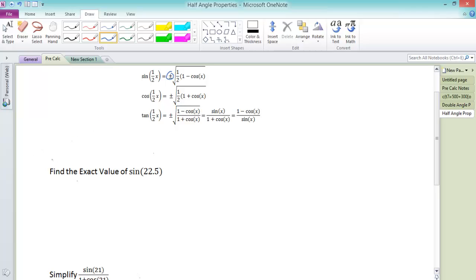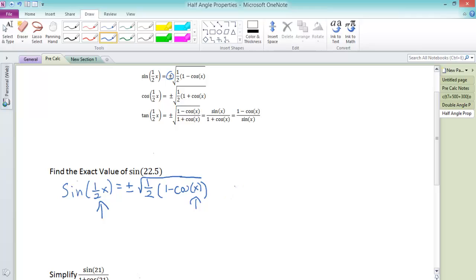So I know that the sine of 1/2 of x is equal to plus or minus, that's what the symbol is, the square root of 1/2 of 1 minus cosine of x. And something we need to take notice of is the fact that the x on the right hand side is going to be twice as big as the x on the left hand side. So right side is twice as big as left side.